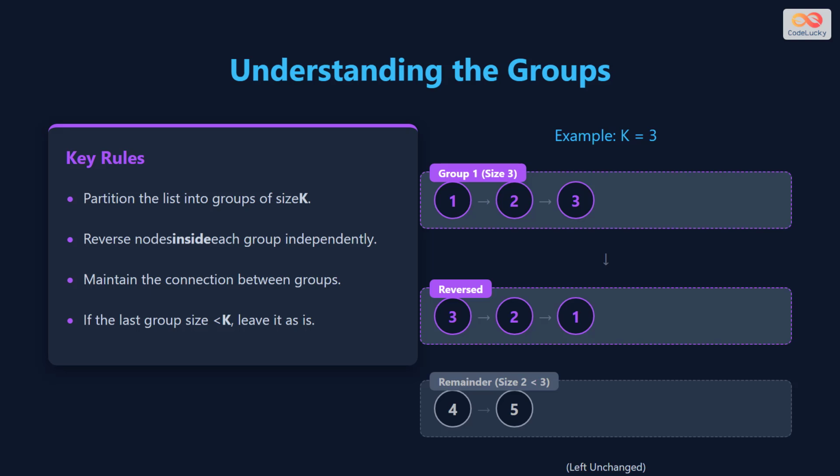Here are the key rules. You split the list into groups of size K. Inside each group, the order of nodes must be reversed. Importantly, the connection between these groups must remain intact. Also, if the last group has fewer than K nodes, it should remain as it is.